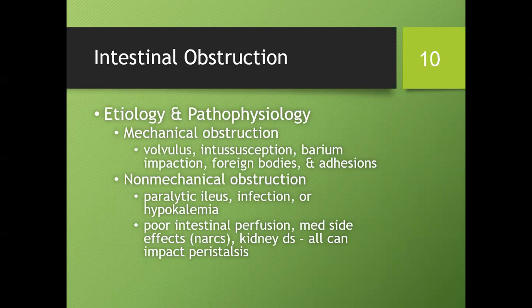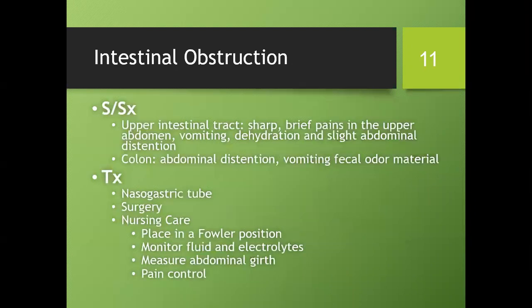Medication side effects like narcotics can cause people to be blocked up. And kidney disease all can impact the effect of peristalsis and therefore cause an obstruction. Signs and symptoms: usually upper intestinal tract obstructions cause sharp, brief pains in the upper abdomen. They may vomit, they may be dehydrated, they may have abdominal distension. In the colon, they're going to have abdominal distension, vomiting, fecal odor, material. Yuck, it's gross.